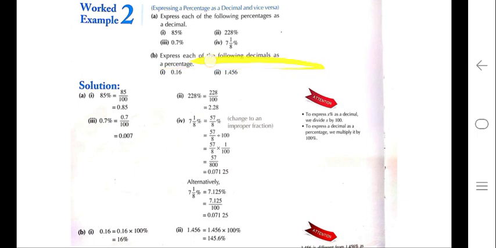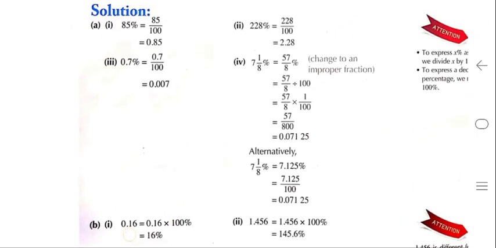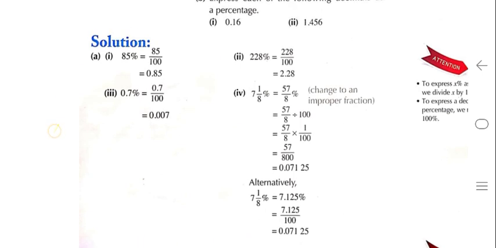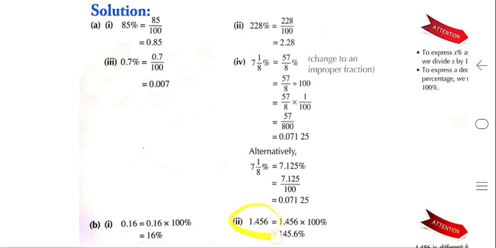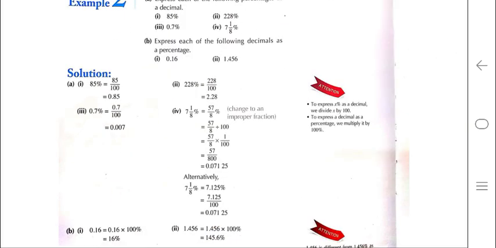Express each of the following decimals as a percentage. Also the same way. So you times 100%. So 0.16 times 100 is 16, and then add the percent. 1.456 times 100 is 145.6. Add the percent. Just like that.